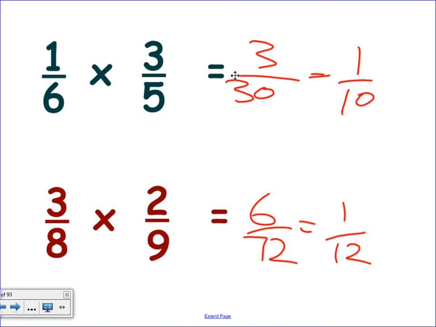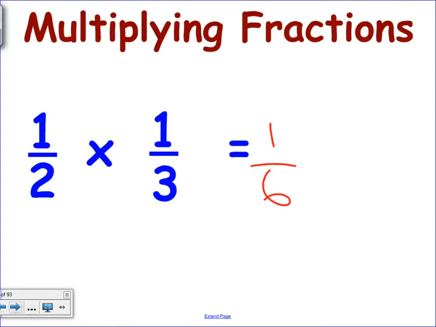It's recognising your times tables that allows you to do that really quickly. You could do it by 2 first and end up with 3 over 36 and then do it again. But if you can do your 6 times tables, you'll spot those a lot quicker. Good, good, good.